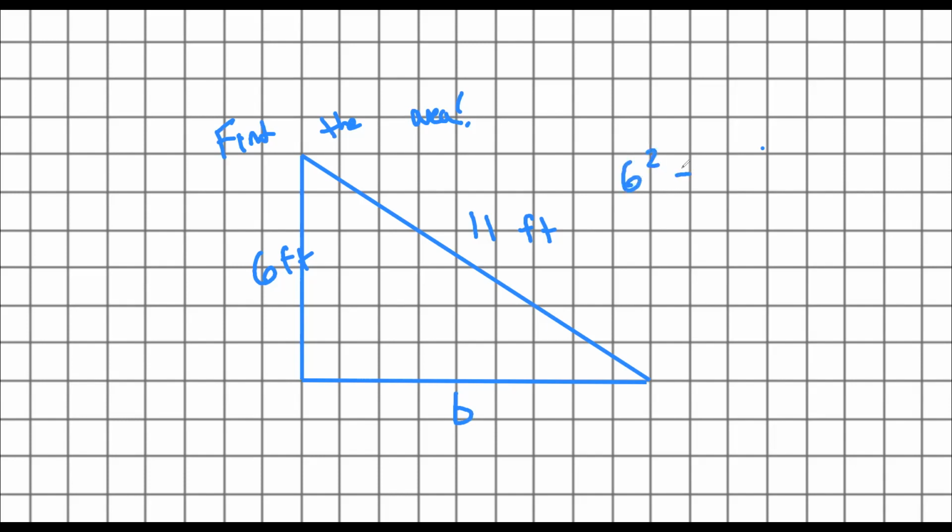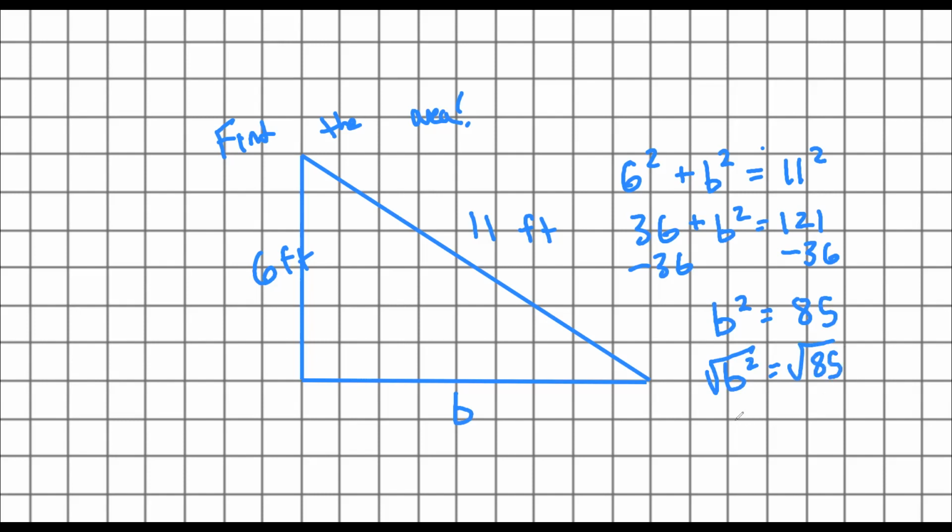I would say 6 squared plus b squared equals 11 squared, right? So I would get 36 plus b squared equals 11 squared. And that's going to be, what's 11 squared? 121. Now, to solve for b, I need to subtract 36 from both sides, see, to get b on its own, right? So I've got b squared equals 121 minus 36, so that's 85. And now I need to find the square root of b squared and the square root of 85. That means b is going to be whatever the square root of 85 is.